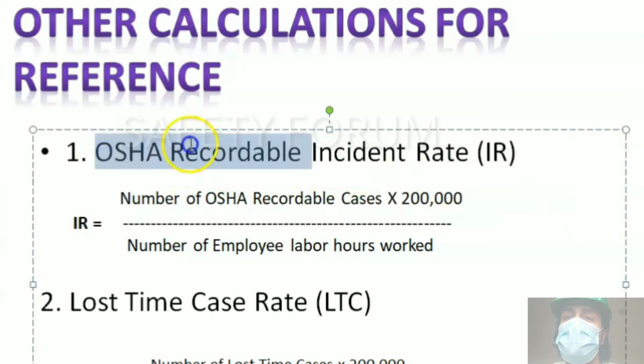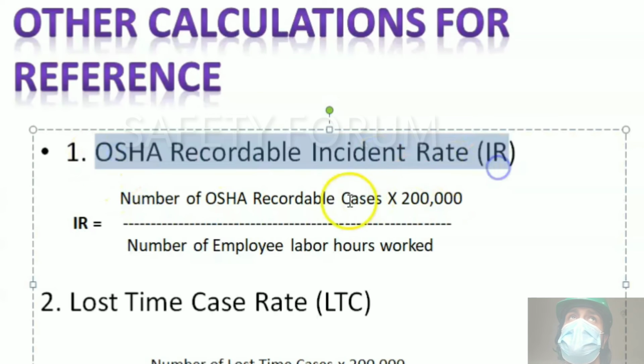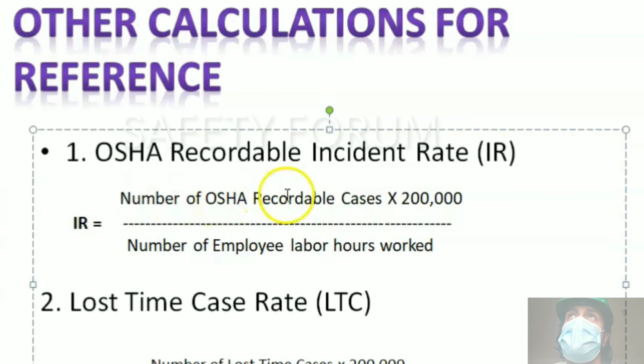Like we have the OSHA recordable incident rate. You may come across this term, OSHA recordable incident rate, and how it is calculated. It is the number of OSHA recordable cases multiplied by 200,000, which we have already seen how it comes, divided by the number of employee labor hours worked, like manpower worked.